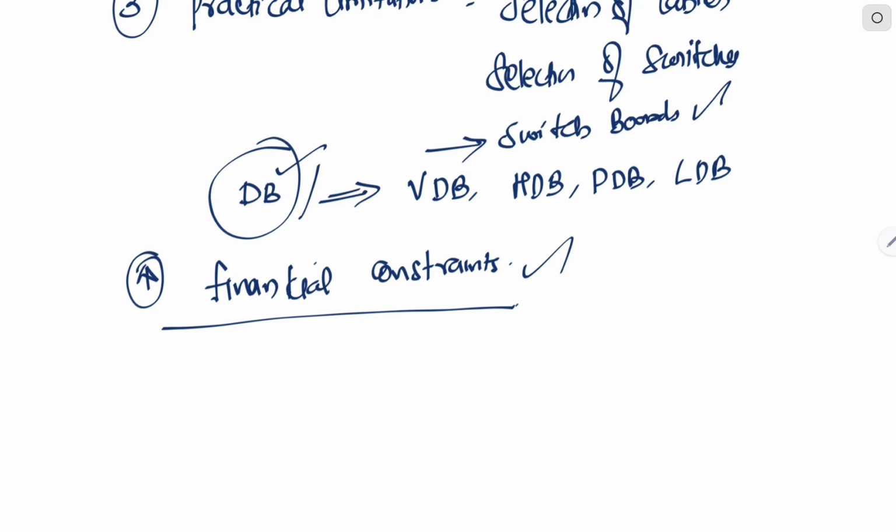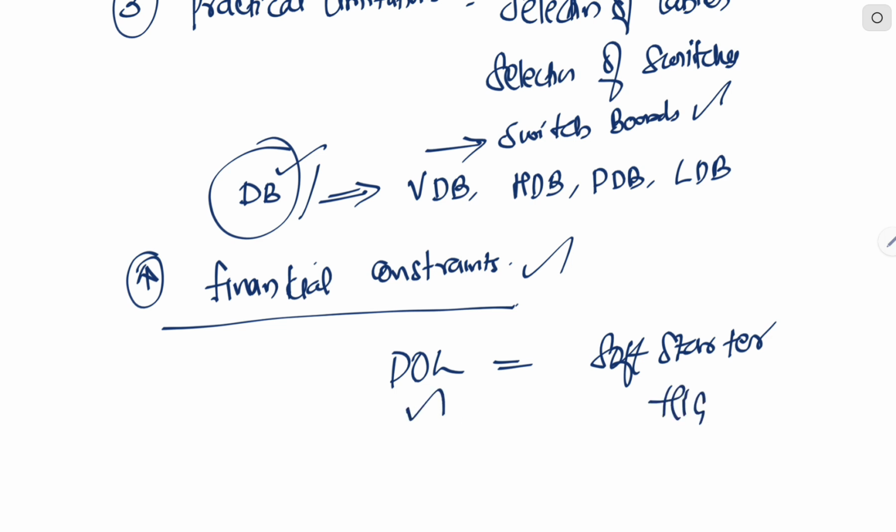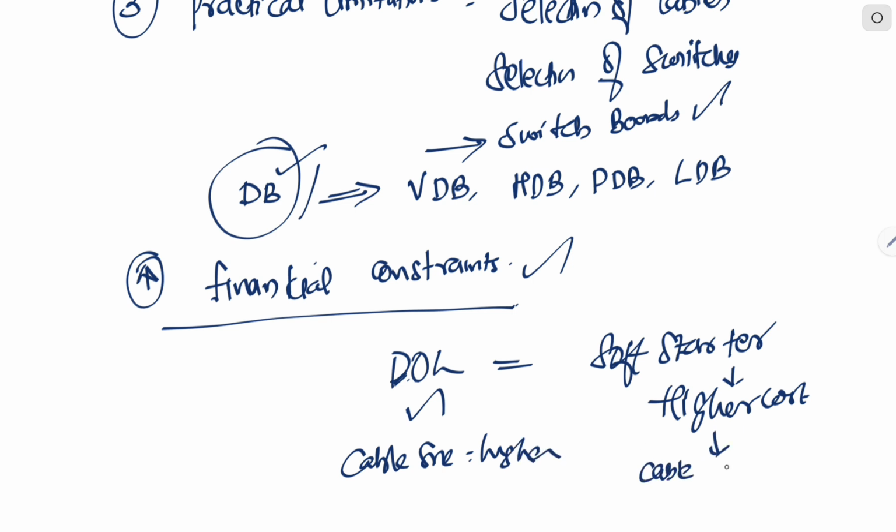Any motor that can be driven through the direct online starter mechanism can also be driven easily and efficiently by using the soft starters. So DOL starters and soft starters. The cost will be lower for the DOL and the cost will be higher for the soft starters. See, based on the DOL starter design, the cable size will be higher. Here, the cable size will be lower.